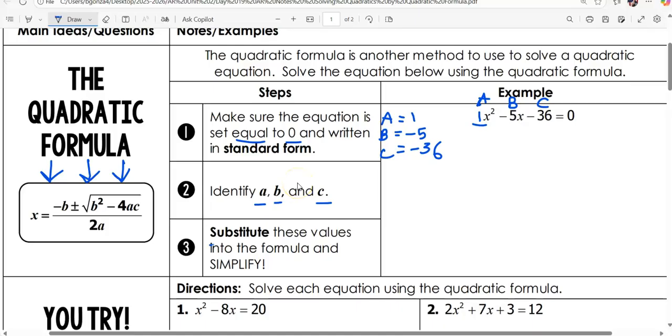Now look. Substitute. You see this formula right here? When it says negative b, what's my b over here? Negative 5, not 1. When I see b squared, what am I going to put for b? Negative 5. When I see minus 4, you just write minus 4. A is 1. C is negative 36. On the bottom, you're going to put 2, and then instead of A, you're going to put 1. So here's the deal. You're going to replace A, B, and C with whatever they are using parentheses, okay?